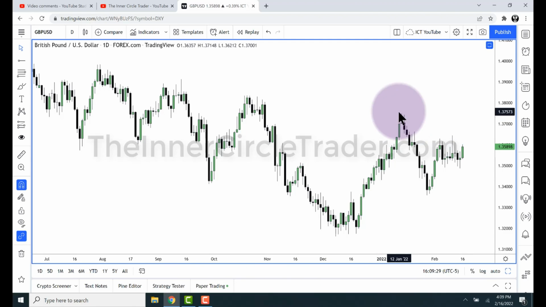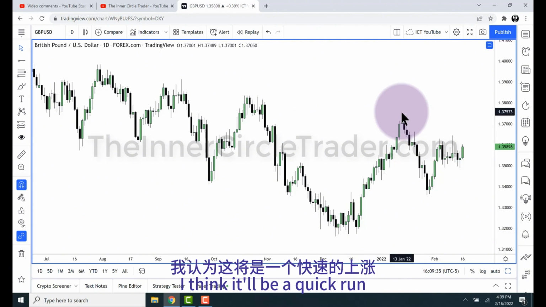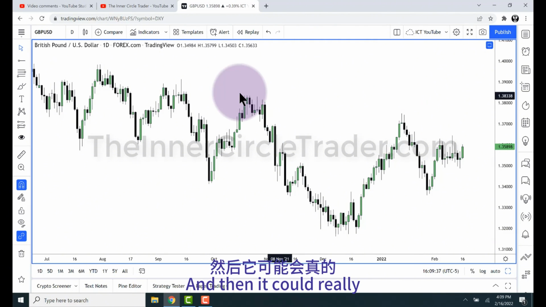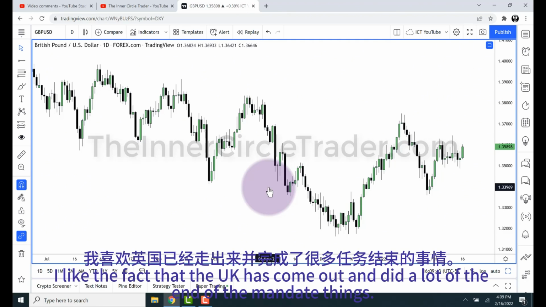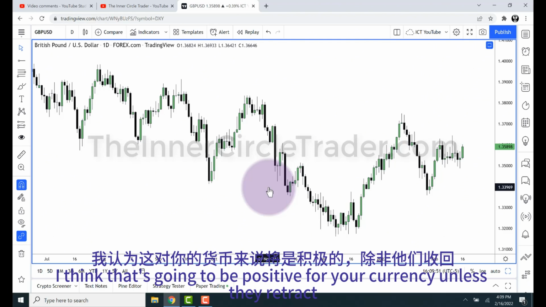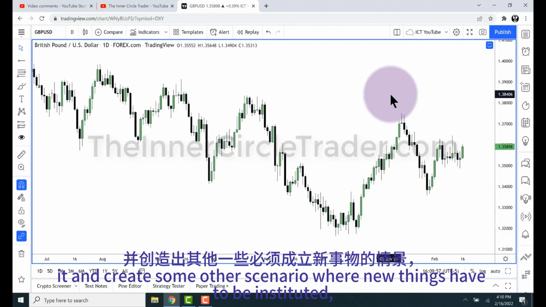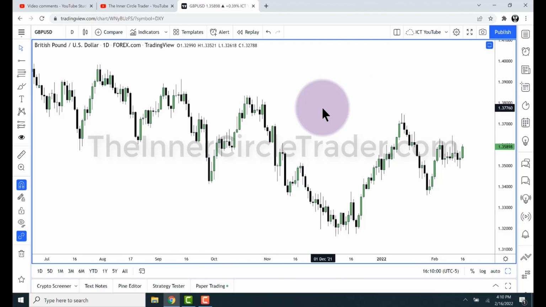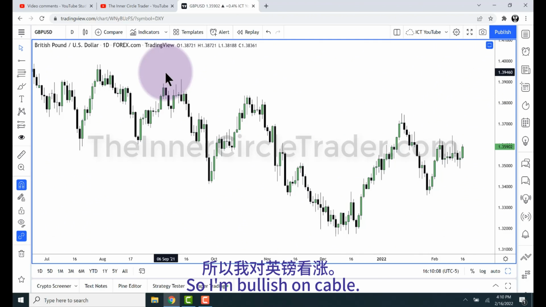Next draw on liquidity is here, and I mentioned before when we were referring to pound, I like this. Should this be taken out, I think it'll be a quick run into this, and then it could really explode. I like the fact that the UK has come out and done a lot of the end of the mandate things. I think that's going to be positive for your currency, unless they retract it and create some other scenario where new things have to be instituted, and they Orwellianly drive it down people's throats. So I'm bullish on cable.